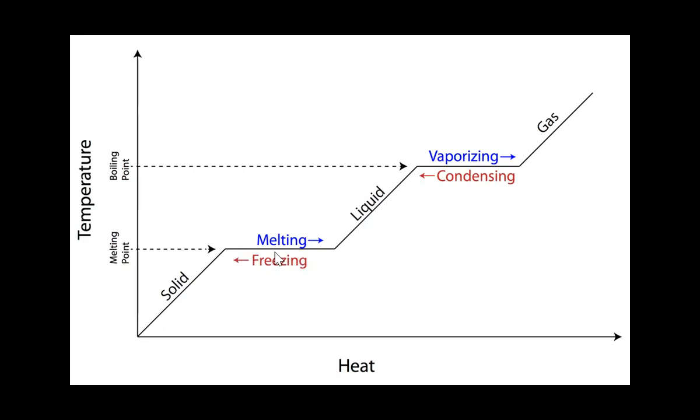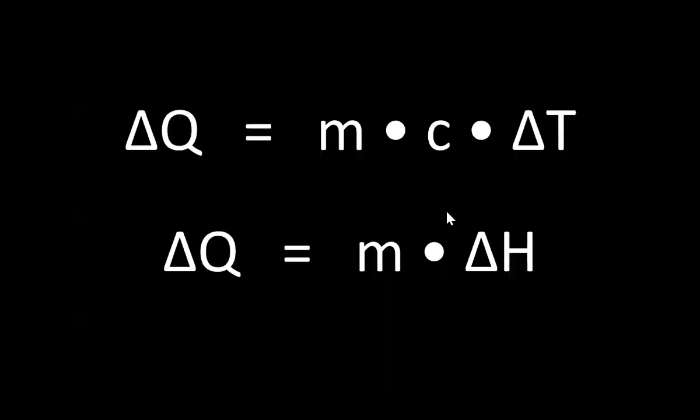Or what about the lengths of these flat lines? Like how much energy does it take to completely change phase? It's called heat of fusion for this bottom one, to melt something, or heat of vaporization to boil it. This is the top one. Okay, something like that. Here's the equation that goes along with that.